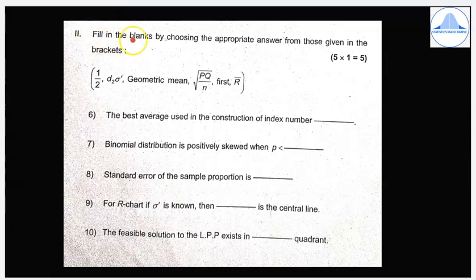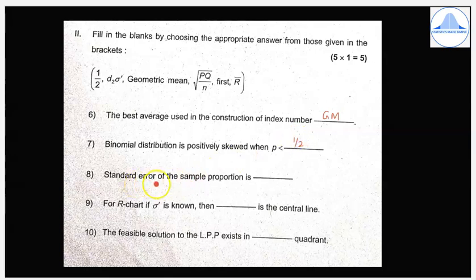Second mark, fill in the blanks by choosing the appropriate answer from those given in the brackets. 5 into 1 is equal to 5. Sixth question, the best average used in the construction of index number is the geometric mean. Seventh one, binomial distribution is positively skewed when P is less than half.